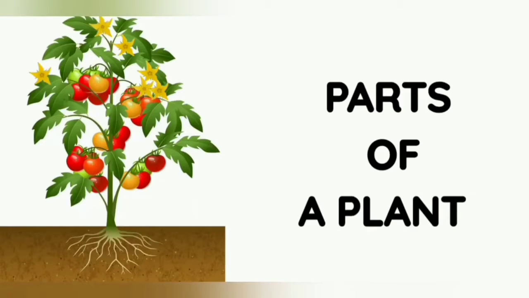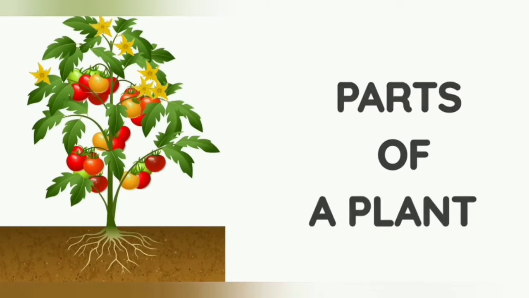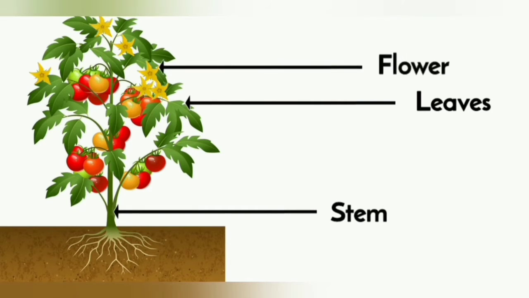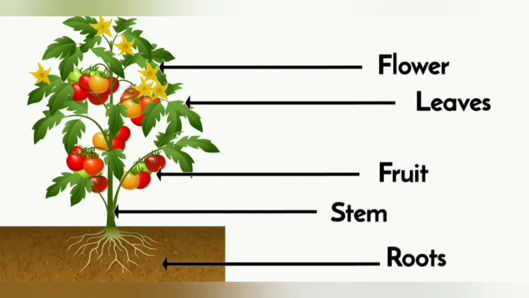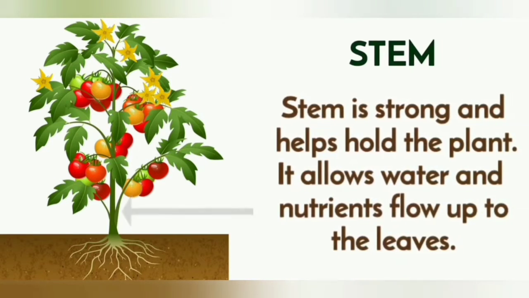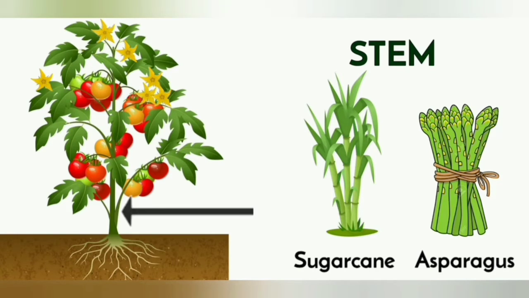Now we will talk about parts of a plant. There are mainly 5 parts: leaves, stem, flower, fruit, and roots. Different parts of the plants have their own functions. They help in making, distributing, and storing food. Stem is strong and helps hold the plant. It allows water and nutrients to flow up to the leaves. Some examples of the stem that we eat are sugarcane and asparagus.